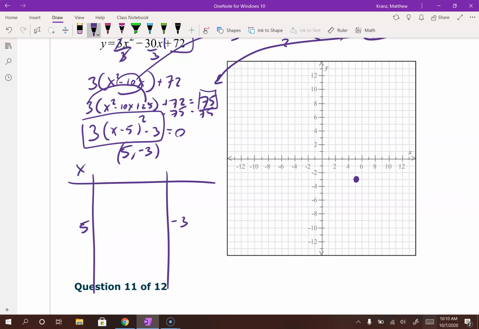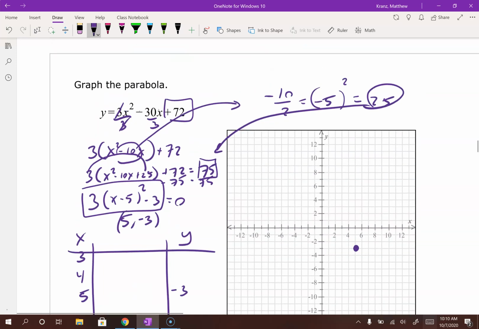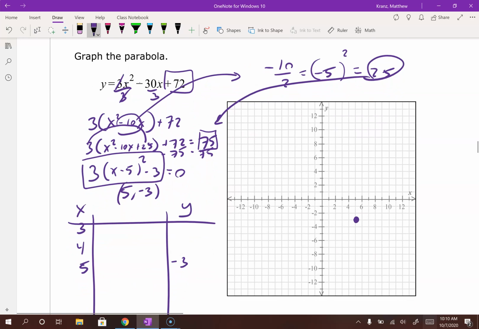And I just use some values for x and y. I'll put a 4 and I'll put a 3 here. I can use it in this form if I want: 3 times (x minus 5) squared minus 3. So 3 times (3 minus 5), which is negative 2 squared, minus 3.